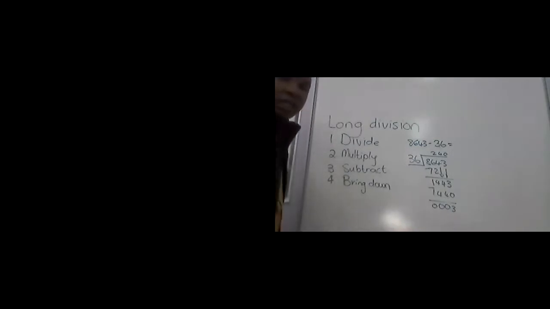So our answer to 8,643 divided by 36 is equal to 240 remainder 3.